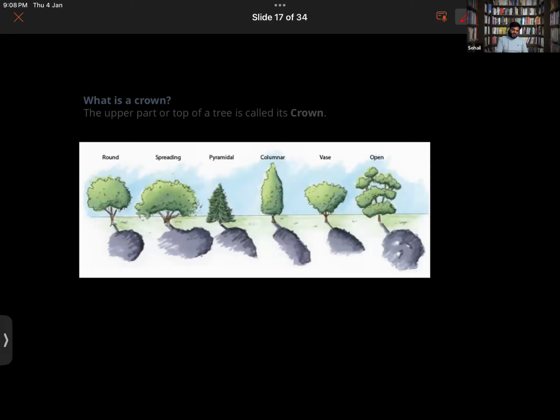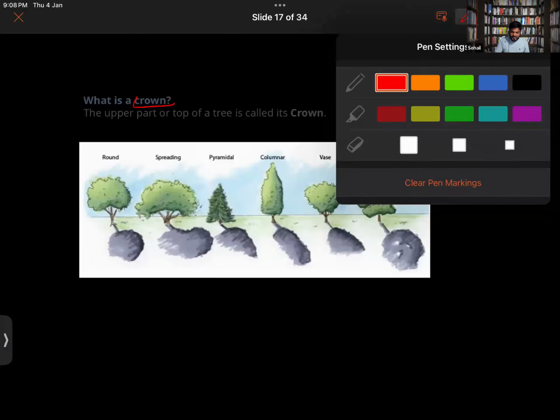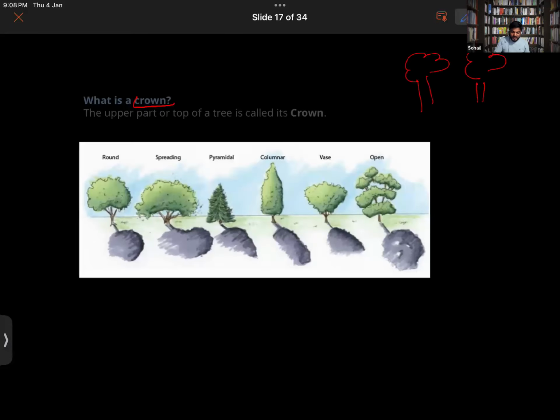Remember, moments ago I told you about canopy and crown. What are these things? Basically, the upper part, the top of the tree, is called the crown. You have several trees in the forest. The top part of each tree is called the crown, while a ceiling-like structure formed by the crowns is called the canopy.